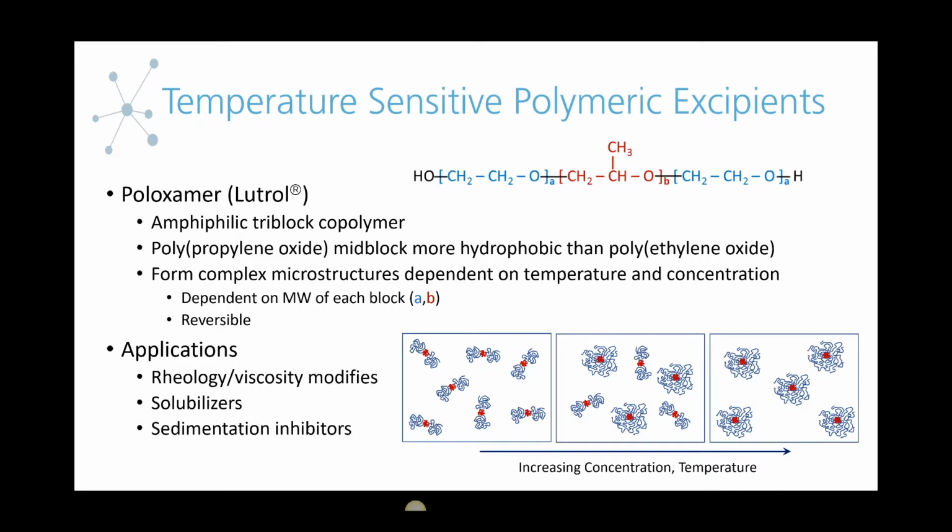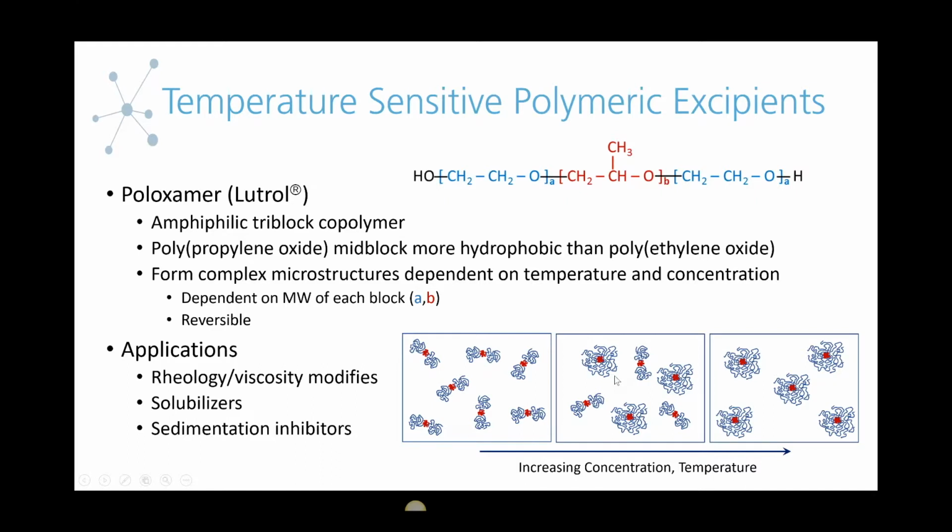self-assemble and form different types of microstructures that are going to depend on not only the length of each block, but also on the temperature and concentration. And this is a reversible process. So for example, if you heat it up, then you cool it down, it should, in theory, go back to the same original state. And for one of the particular types of polymers that we're going to discuss with a particular A to B ratio, it's been established that they start off at lower concentrations or lower temperatures as individual polymers, but then as you heat or increase concentration, they will form spherical micelles.